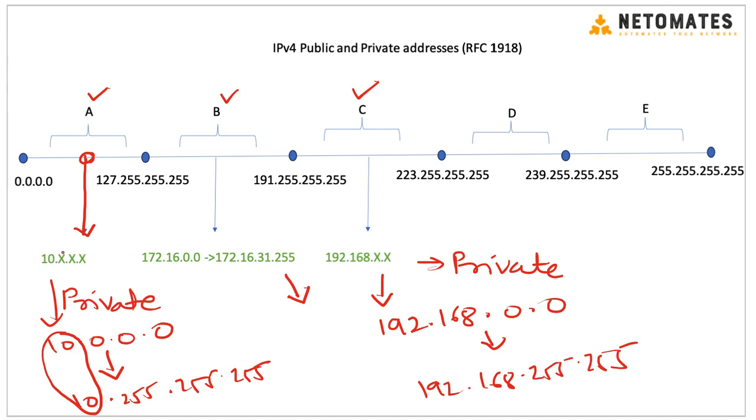So you have to remember these for sure. And the remaining addresses are called public IP addresses. So except for these ranges, everything else will be public. Only this green range in each class is private.